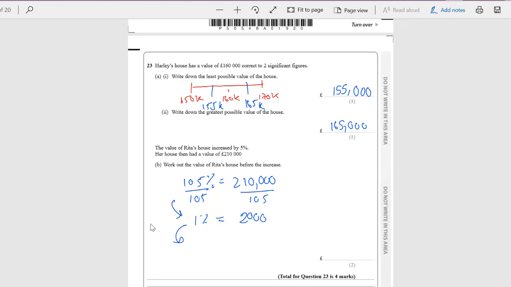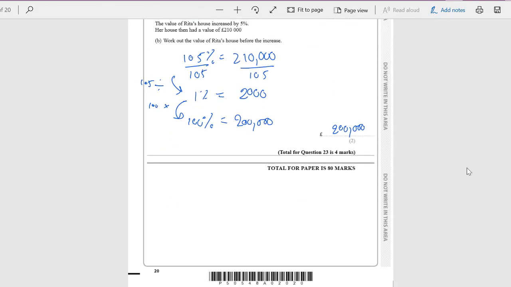and then divide by 105, and then here you times by 100, which will give you 100%, which will give you 200,000. So the answer is 200,000. And that brings us to the end of the paper.